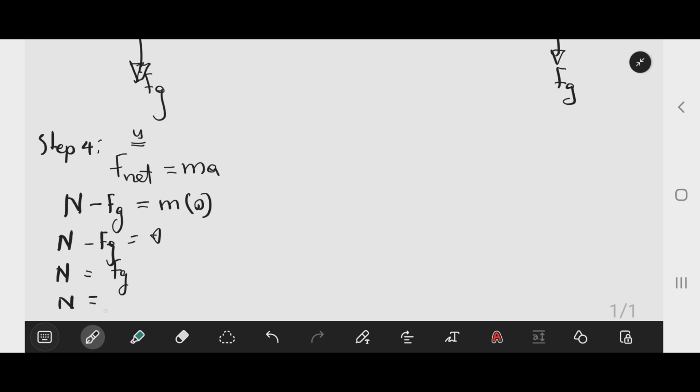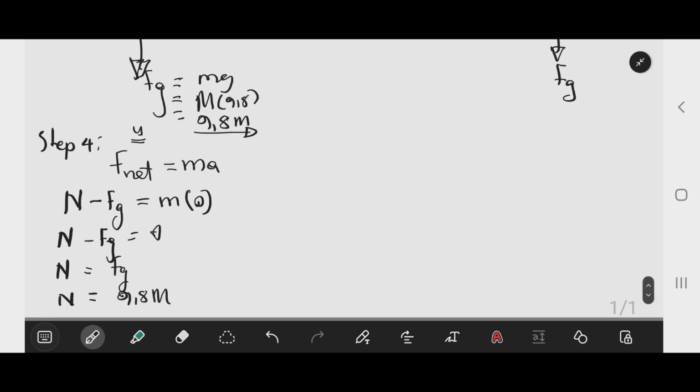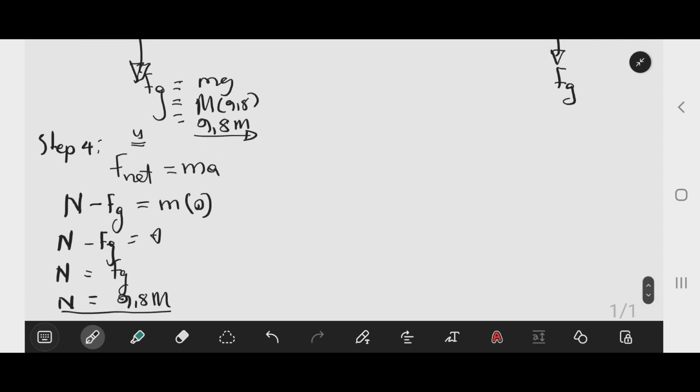Okay, so it means the normal force is equal to 9.8 m, which is equal to Fg that we have calculated up there, right? So this is how we found Fg. Okay, so we have obtained our normal force, right?